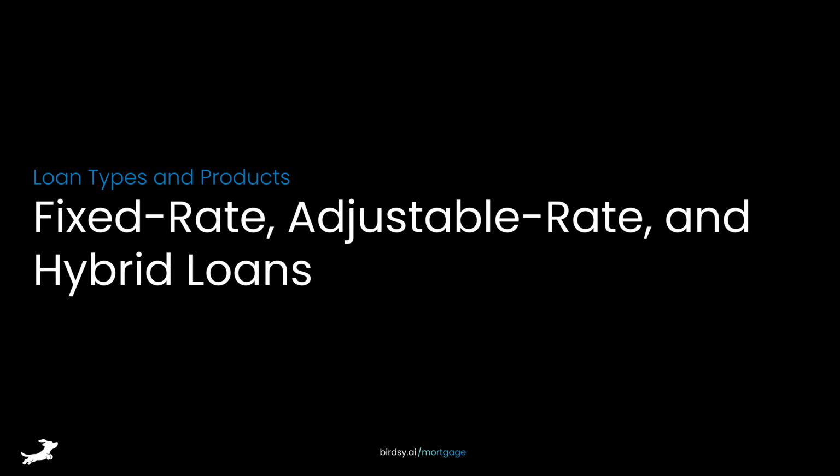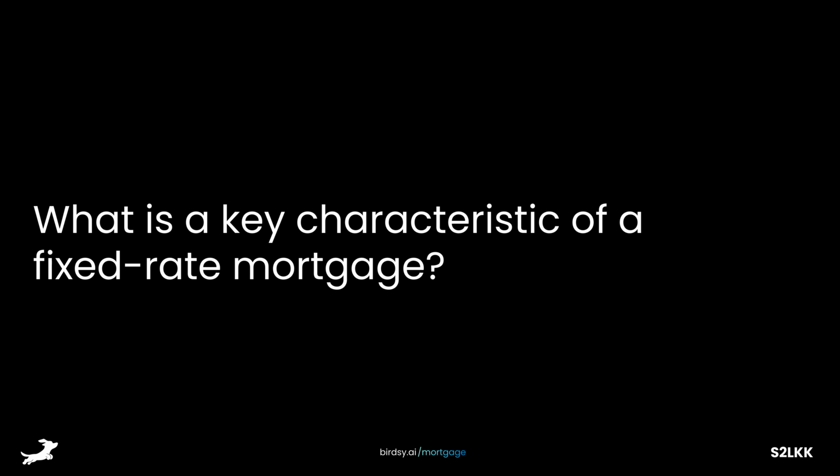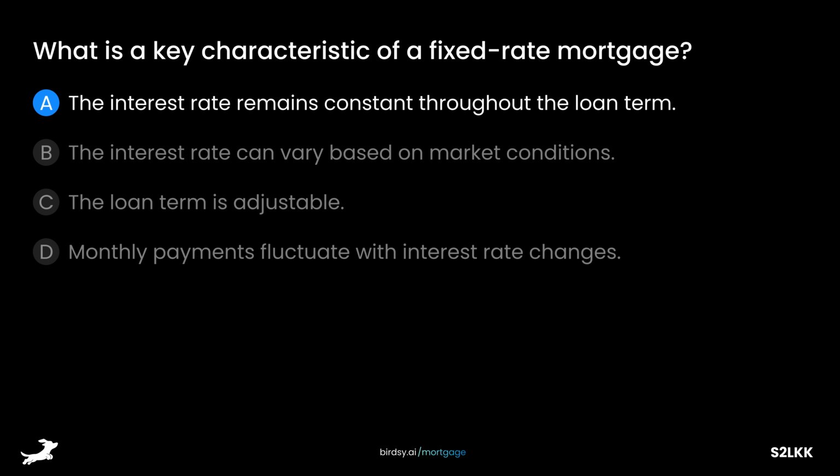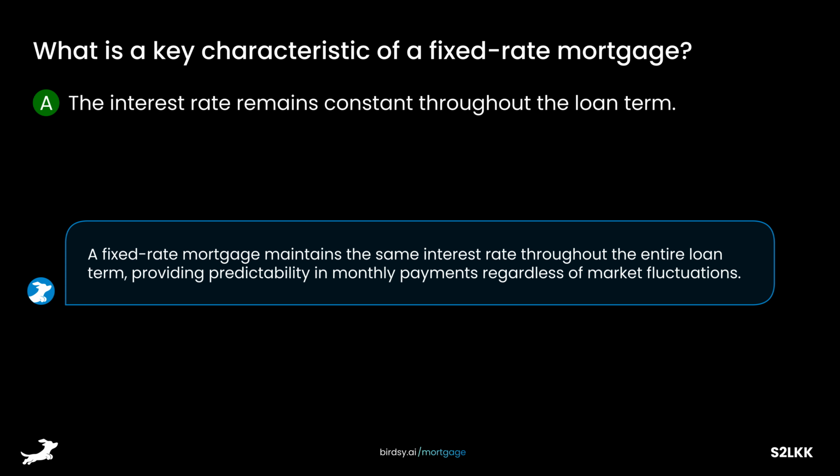Fixed rate, adjustable rate, and hybrid loans. What is a key characteristic of a fixed rate mortgage? Is it A, the interest rate remains constant throughout the loan term? B, the interest rate can vary based on market conditions? C, the loan term is adjustable? Or D, monthly payments fluctuate with interest rate changes? The answer is A, the interest rate remains constant throughout the loan term. A fixed-rate mortgage maintains the same interest rate throughout the entire loan term, providing predictability in monthly payments, regardless of market fluctuations.